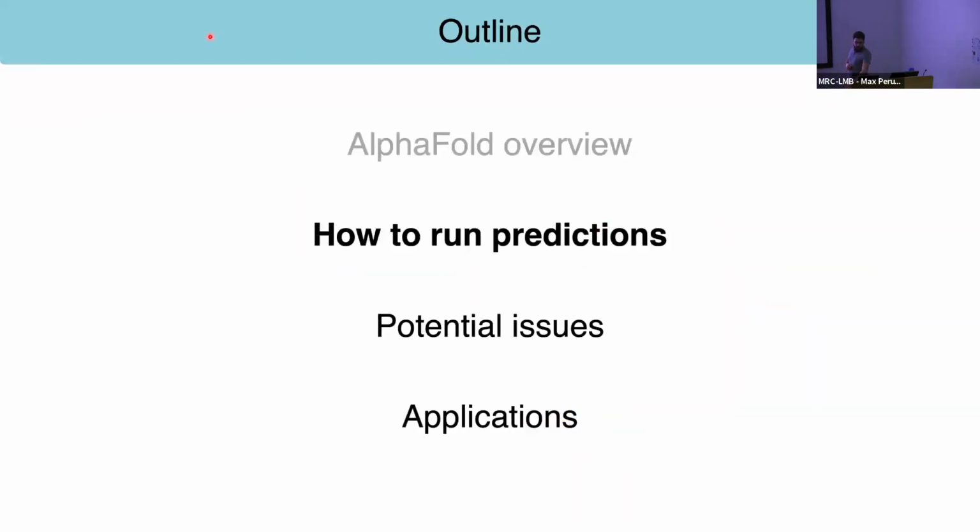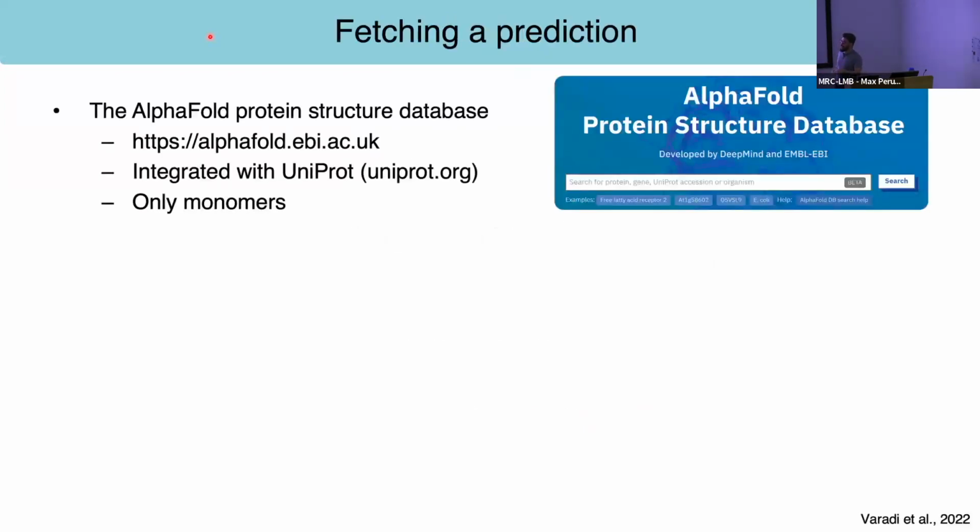Okay, so how do you run your own predictions? The easiest way to get an AlphaFold prediction is to just fetch one that's already been run for you. So we have an AlphaFold database. They've run many millions of proteins now. It's even integrated into UniProt. So if you're looking at a UniProt protein, there's a part where you can just check an AlphaFold prediction.